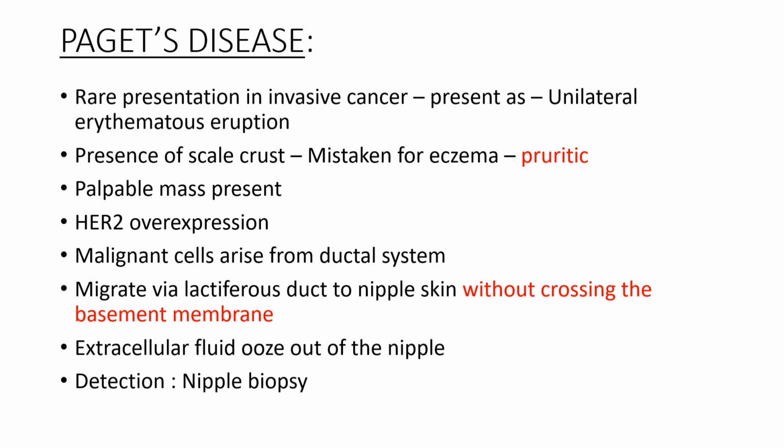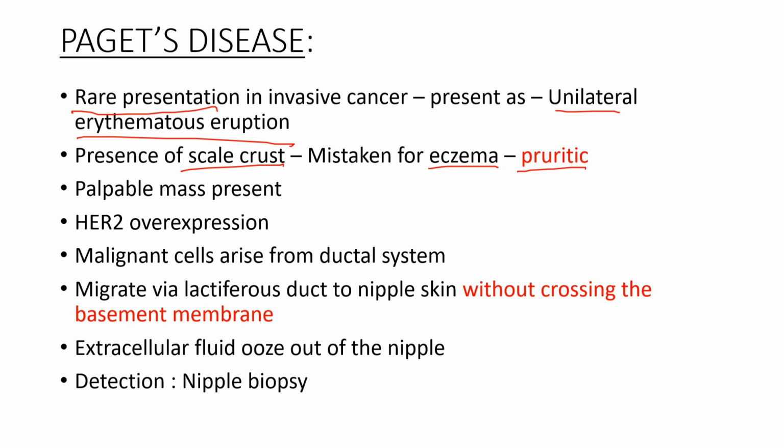Now we are going to discuss Paget's disease, which is a manifestation of breast, and there is also Paget's disease which belongs to bone. Now this is a manifestation of breast, and it's a rare presentation, and it presents as a unilateral erythematous eruption. They present as scale crust, that is, you can see scale over the breast tissue, and it can be mistaken for eczema, and it could be pruritic also, that is, it would be itching.